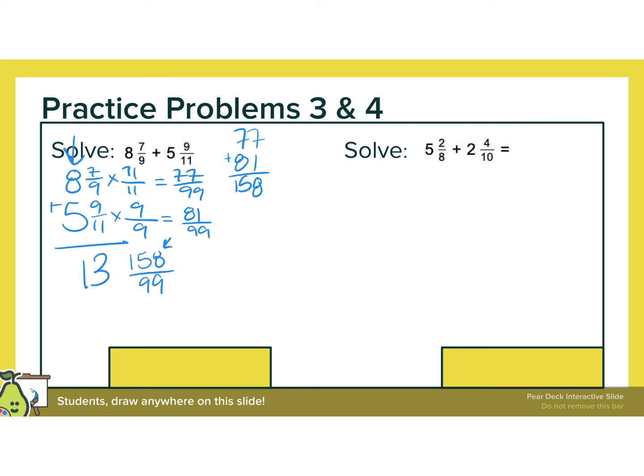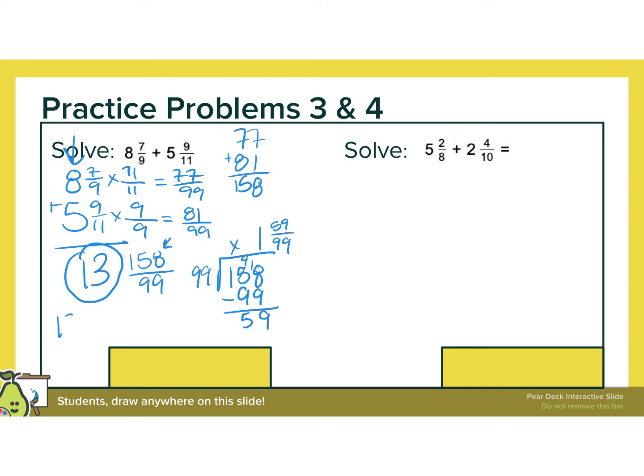Now I've got to see how many times 99 goes into 158. It's just once. So I multiply. Now I'm going to subtract. 18 minus 9 is 9. 14 minus 9 is 5. So I have 1 and 59/99ths, which I need to add to this 13.